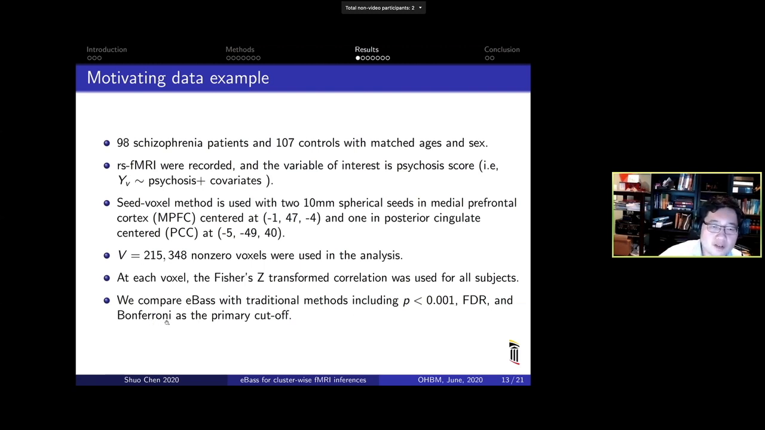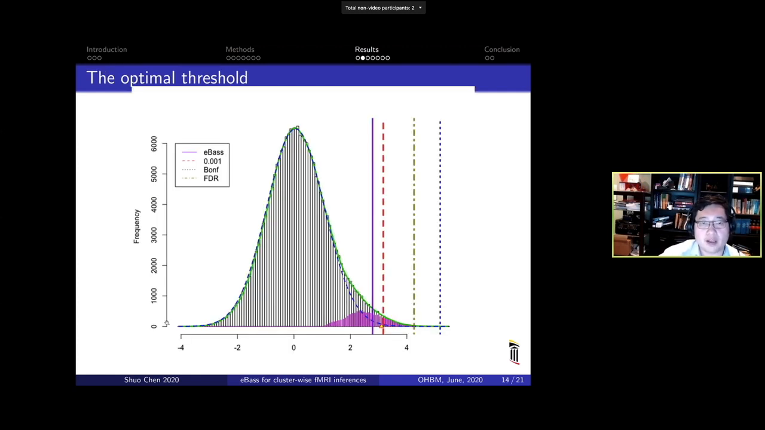And using this data set, we found that there are no positive findings using the Bonferroni correction or FDR, only because both of them are too stringent, and only p less than 0.001 and our method have positive findings. So once again, we can say that the traditional methods, FDR and the Bonferroni correction, won't work because the power is limited.